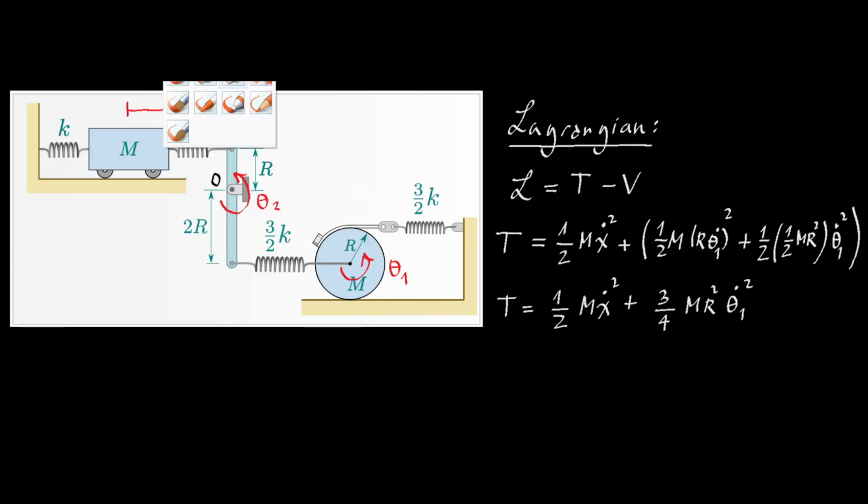Let's continue now with the potential energy, V. In this case, the potential energy comes from the elastic potential energy stored by the springs. The first spring is fairly easy. It's just 1/2 times k times x squared, x being the deformation of this spring. For the second spring, we should emphasize that we are interested in the small oscillations of the system.